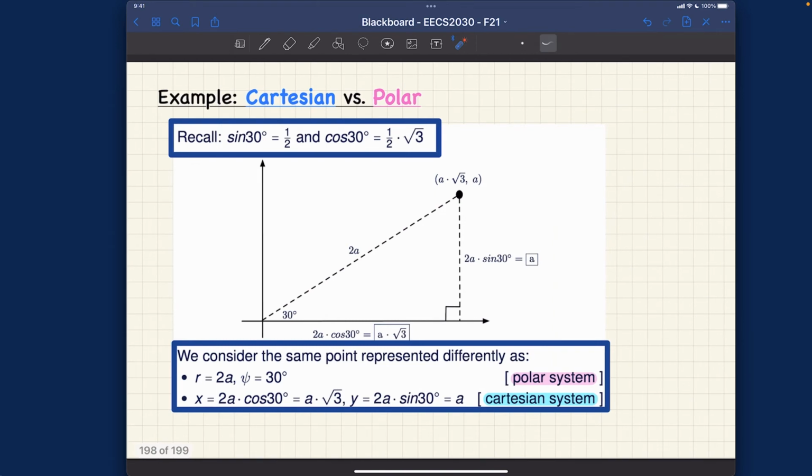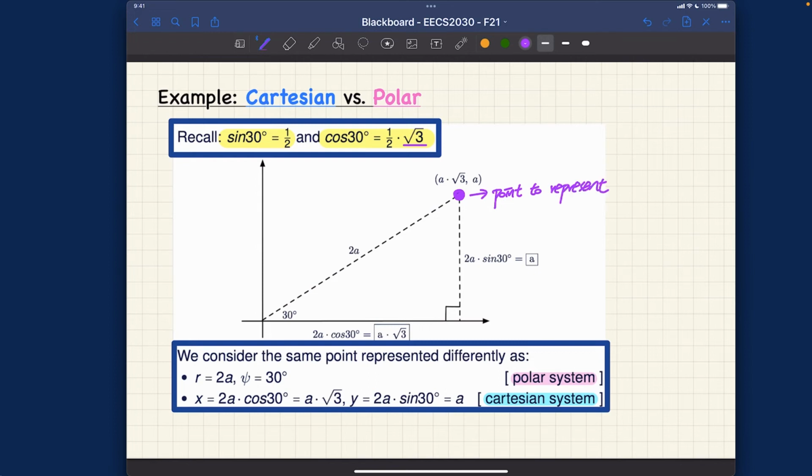Okay, and for your information, I didn't make it up. Sine 30 degrees will be 1/2, just half. Cosine 30 degrees will be half times the square root of 3. All right, so these are the fixed values. I just want to remind you. And the way we're going to set up the triangle, because this is the point that we want to represent. So this is the point to represent.